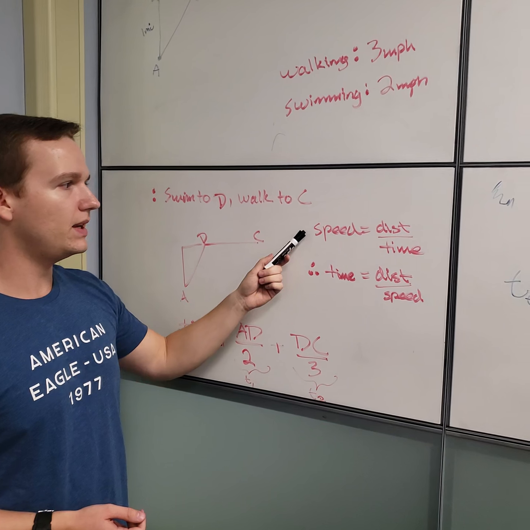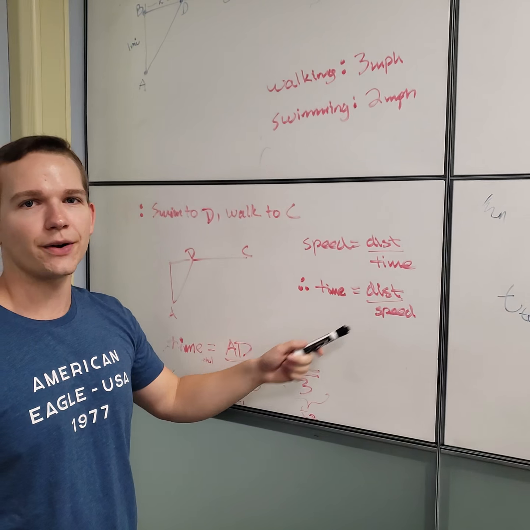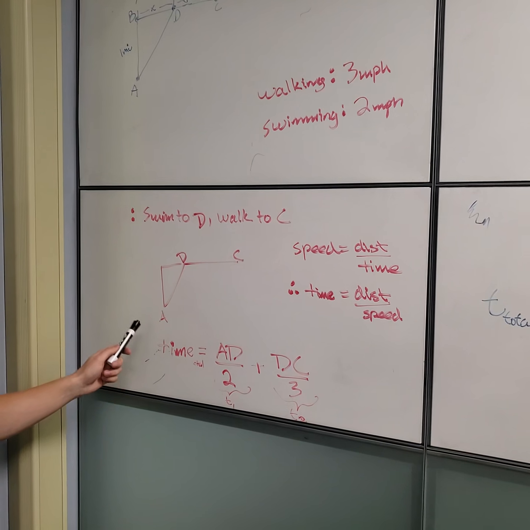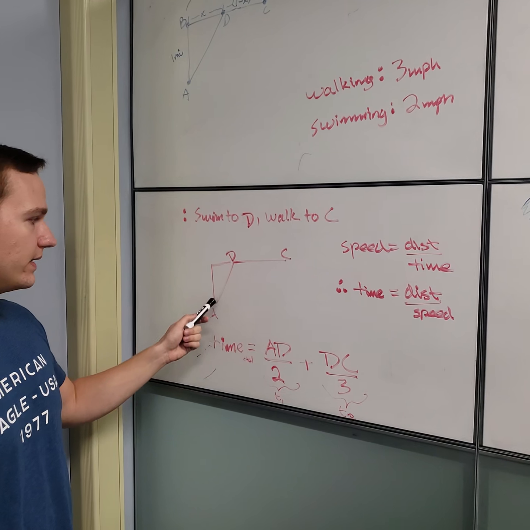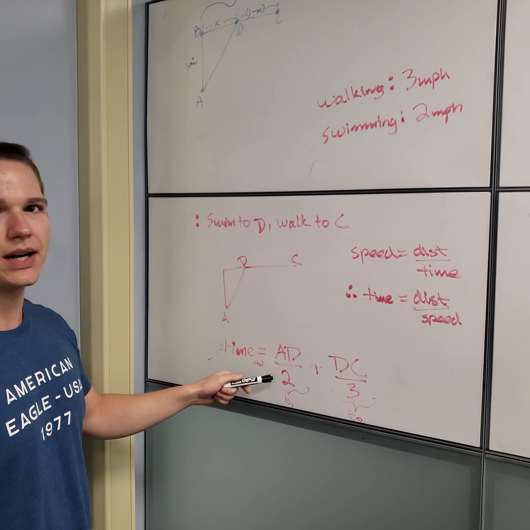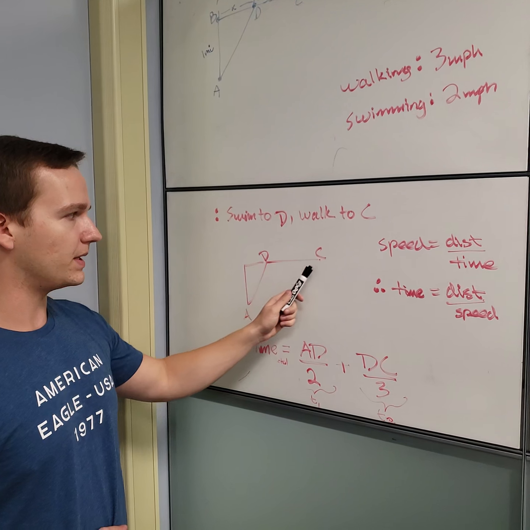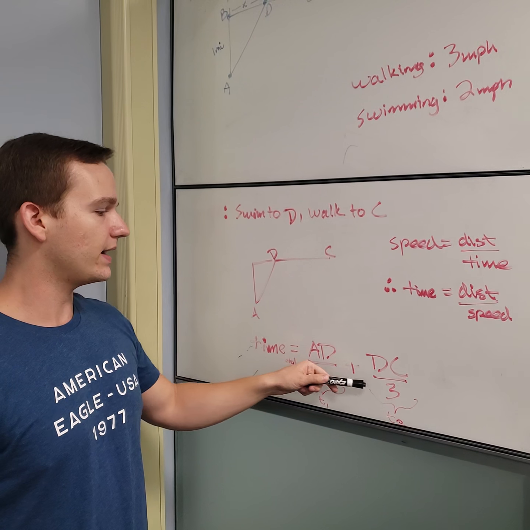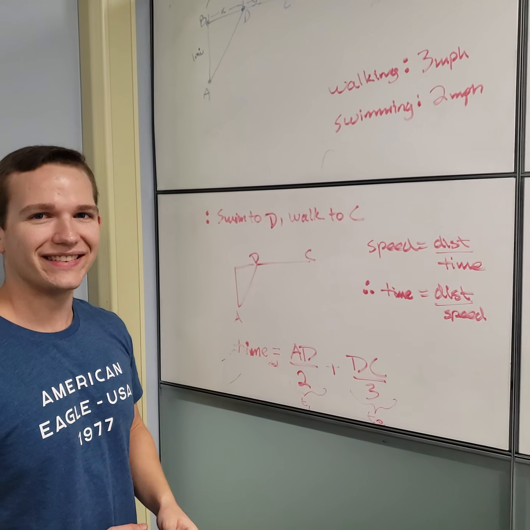So we know that speed equals distance over time, so therefore time is going to be distance over speed. The total time that it's going to take us to do this is the distance from A to D divided by our speed, which when we're swimming is 2, plus the distance from D to C divided by our walking speed, which is 3.